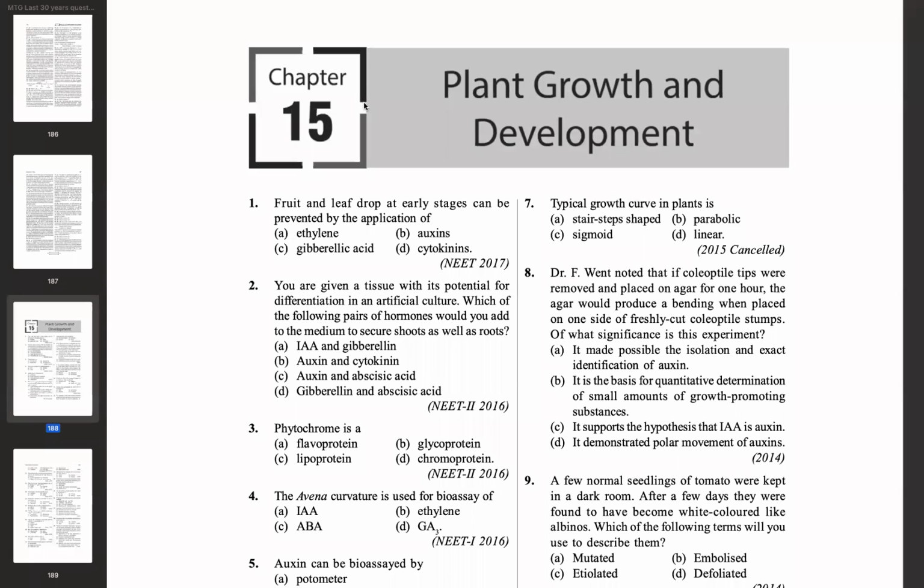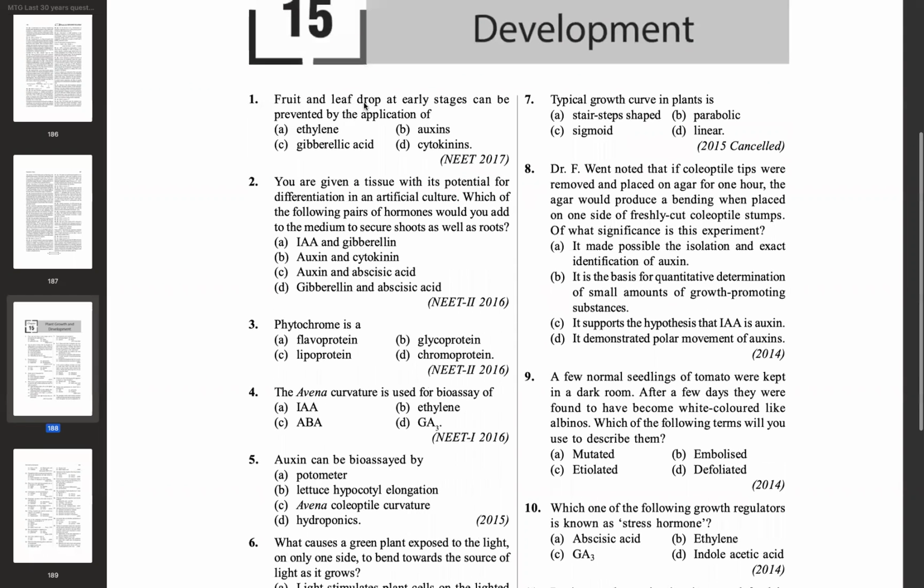Okay, ma'am. Next one. Avena curvature is used for bioassay of... Not GA3, that is gibberellin. First option, indole-acetic acid. It's not ethylene, it is not gibberellin. Oh, ma'am, what is ABA, abscisic acid? No. Auxin is it. Avena coleoptile curvature. What is bioassay? Don't know.